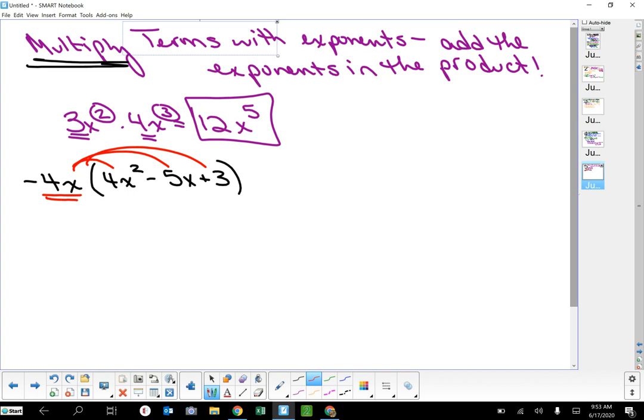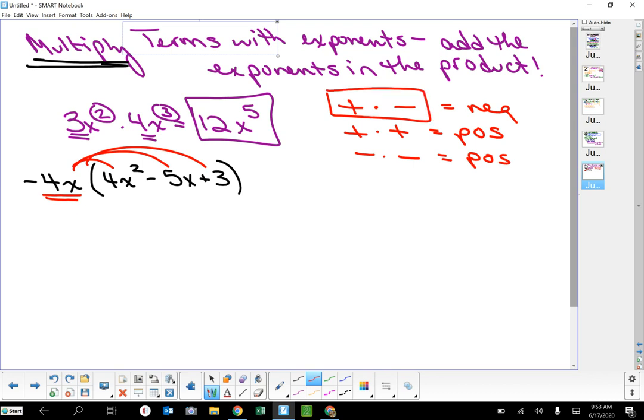Use your sign rules. Remember that a positive times a negative is always a negative. Positive times a positive is always a positive. Negative times a negative is also always a positive. And these ones, doesn't matter what order. It could be a negative times a positive. If the signs are different, it's negative. If they're the same, it's positive.